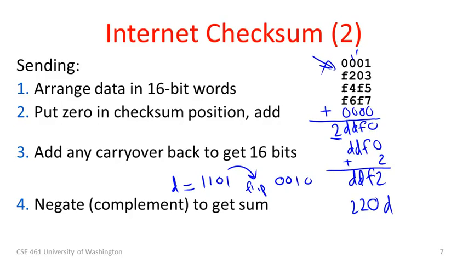And we will then take that value, replace it where we used all zeros, and then send those 5, including the checksum 16-bit words, out into the network.